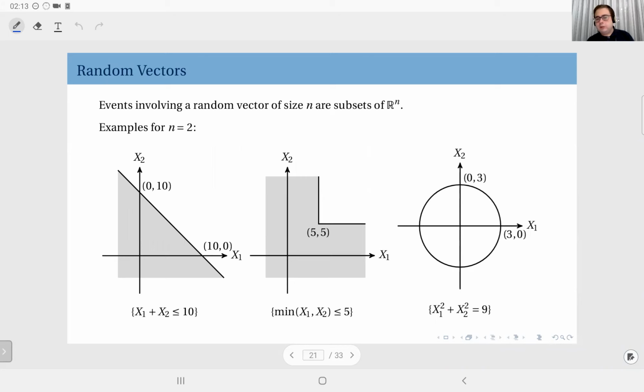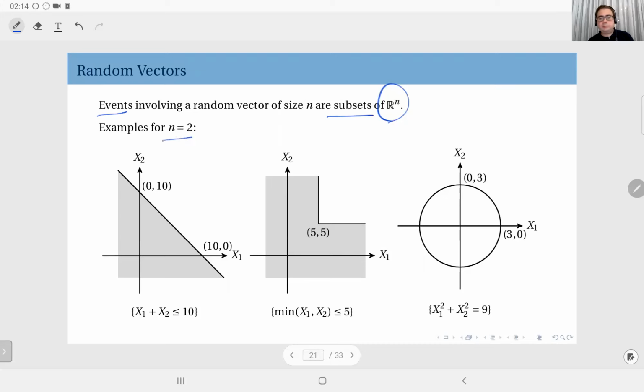For instance, just a point like x equals some value 5, or intervals, x being between 3 and 5, or just x being less than 5, x being greater than or equal to -3, etc. So those are all subsets of the real line R. But here we are talking about the n-dimensional space. So generalize that approach. Events now are subsets of R to n.